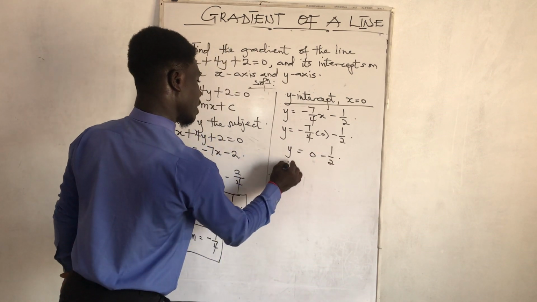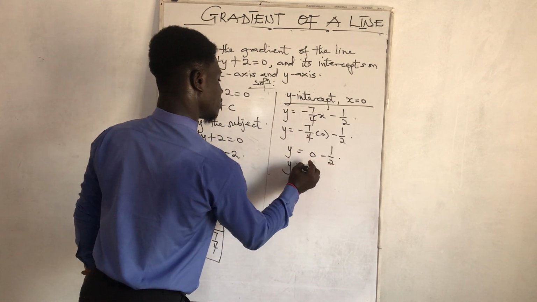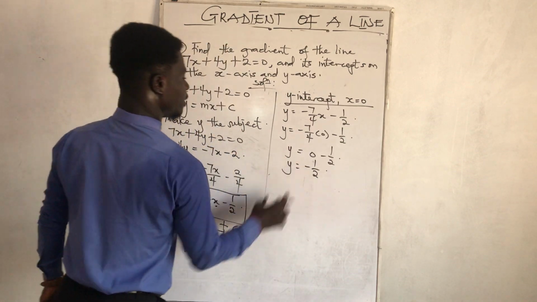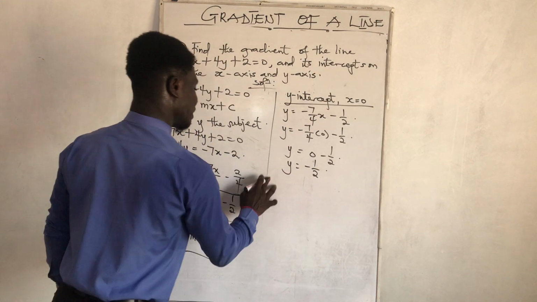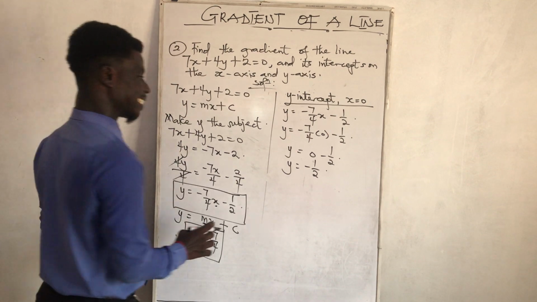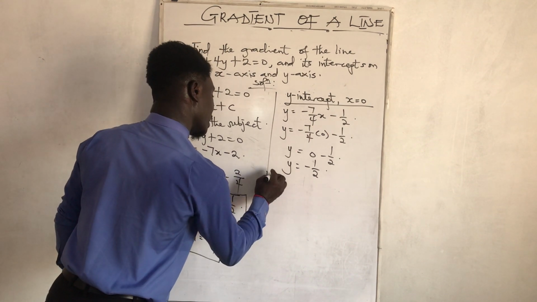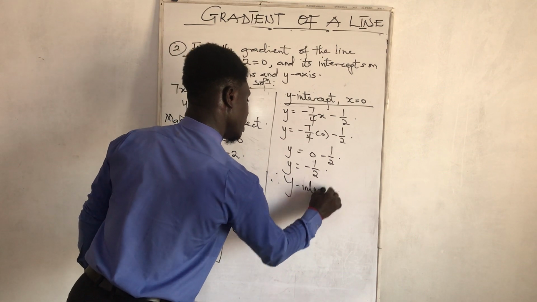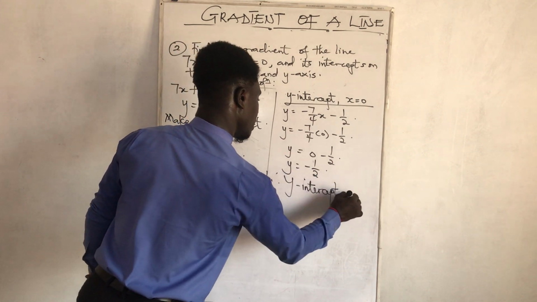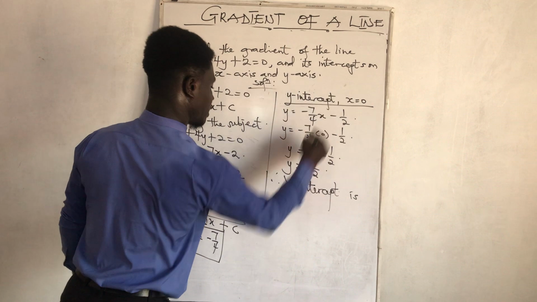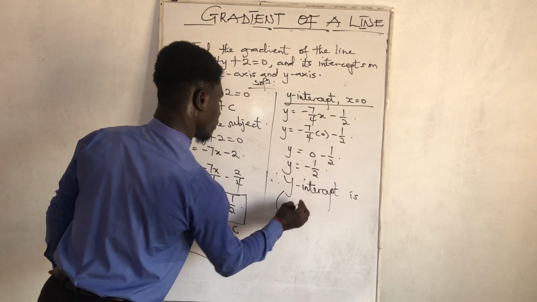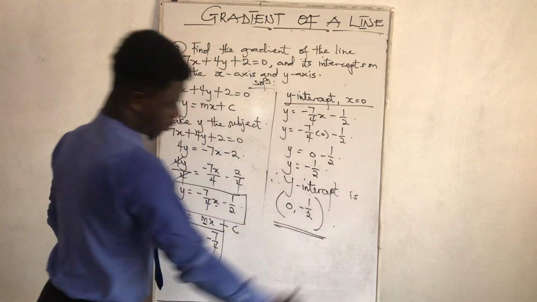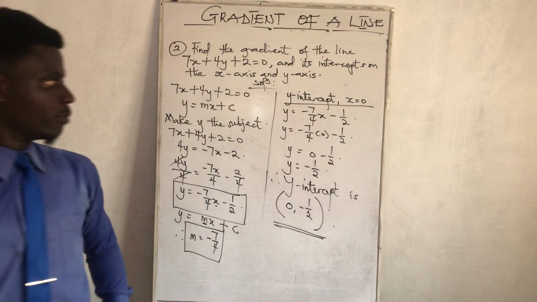So I can say that 0 minus half is minus half. Now, this is y equals minus half, but this is not the y-intercept. So therefore, the y-intercept is, because x is 0, then minus half. So this is the y-intercept.